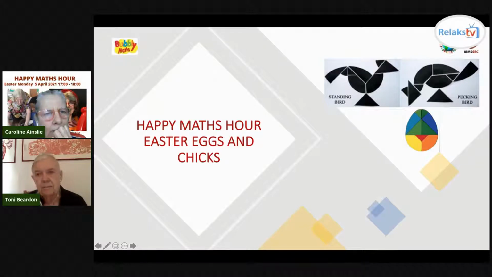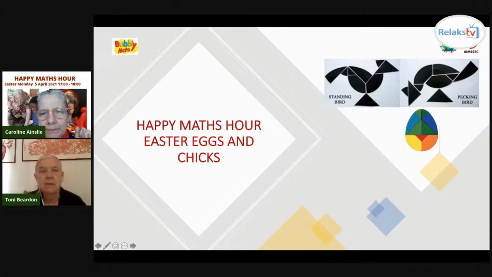Now that's easy. If you go to the Aiming High website, just search for Magic Egg Tangram. You can download the worksheet and cut out those pieces of the egg. Or you can click on the link in the description, Toni, because it's in the link in the description.